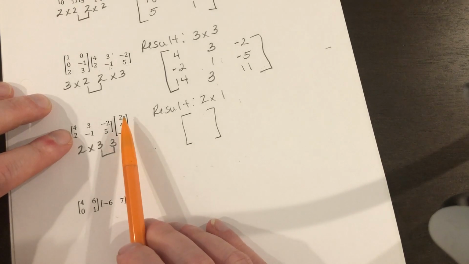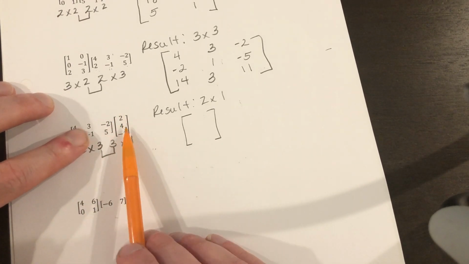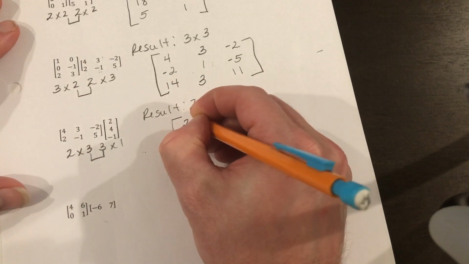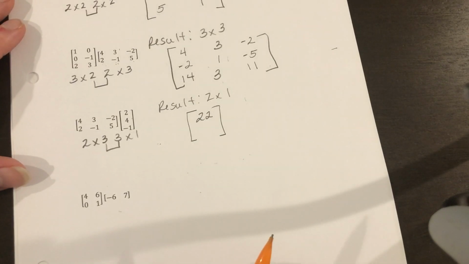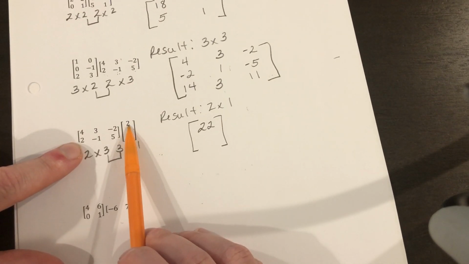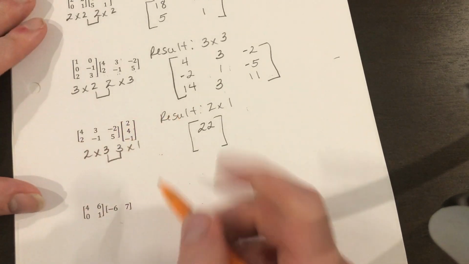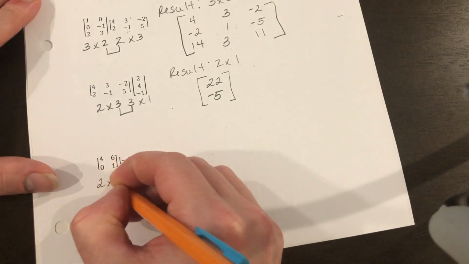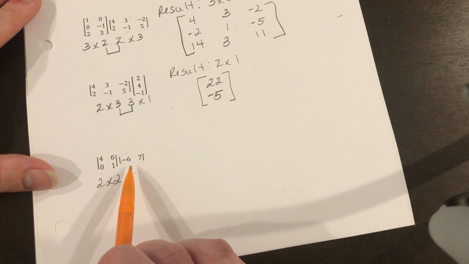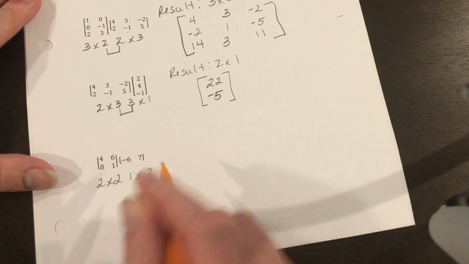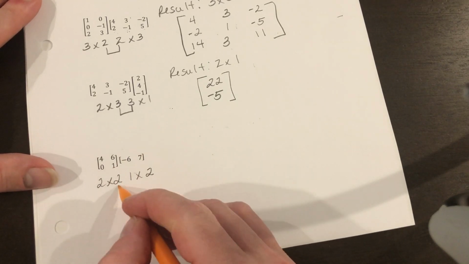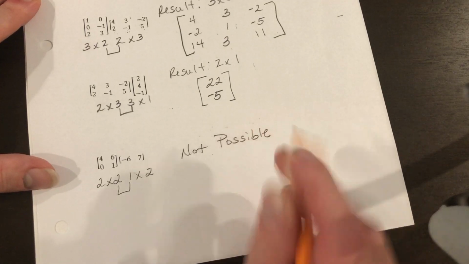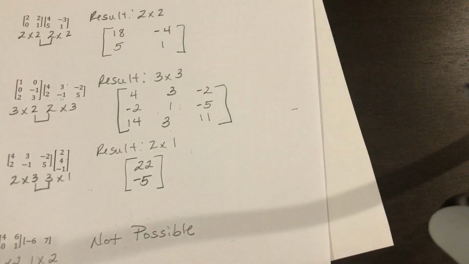Okay, so we're going to do rows by column. So 8 plus 12 is 20, plus 2 is 22. And 2 times 2 is 4. 4 minus 4 is 0, so negative 5, like that. And the last one, 2 by 2 and 2 by 2, rows by columns. So this is not possible. Okay, and that's all of the example problems.